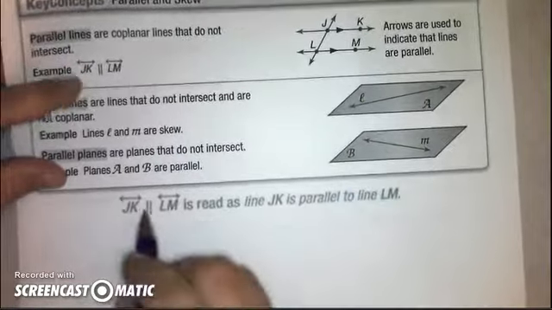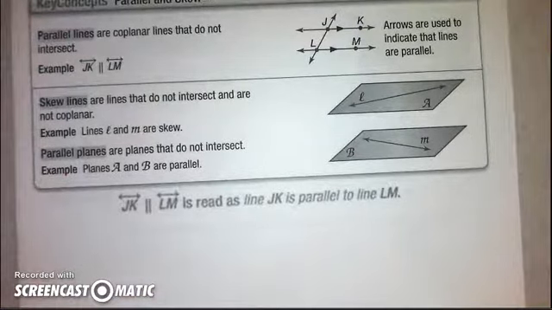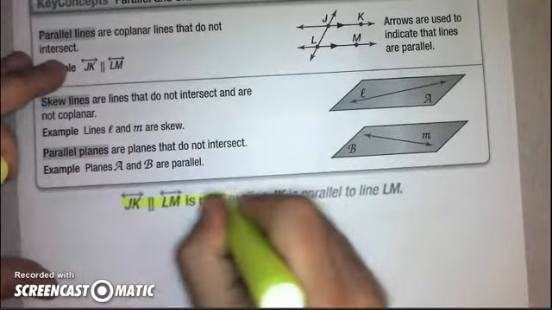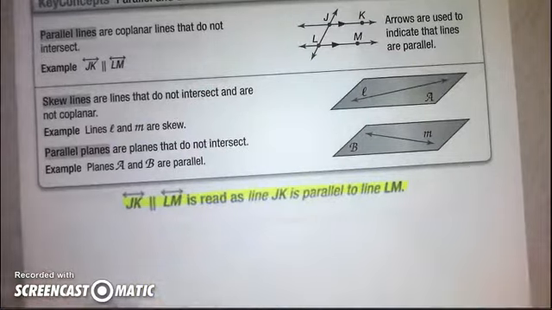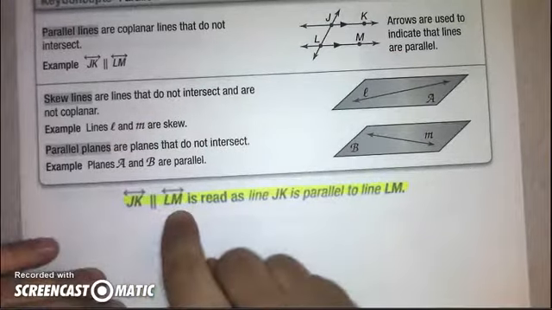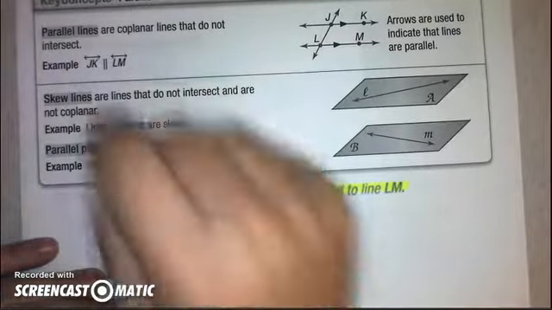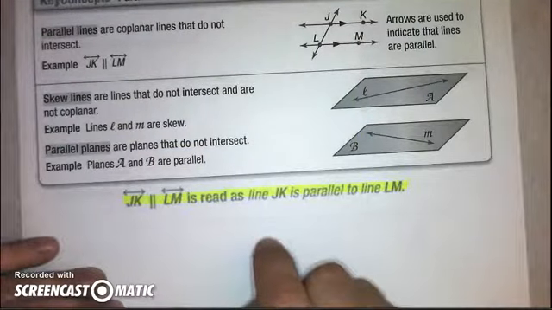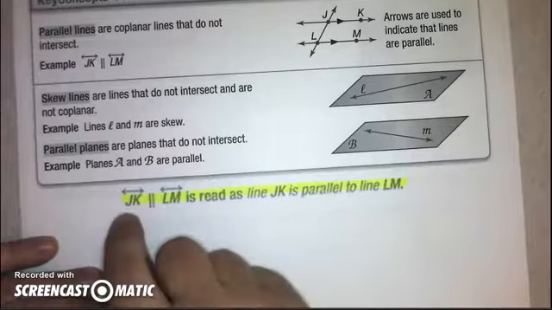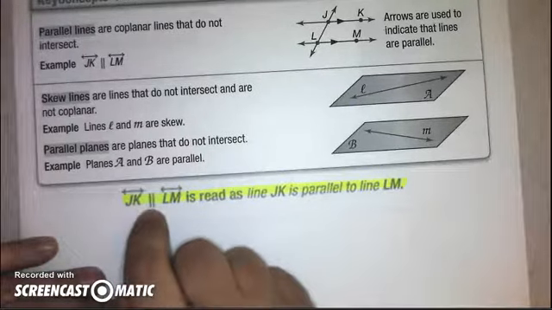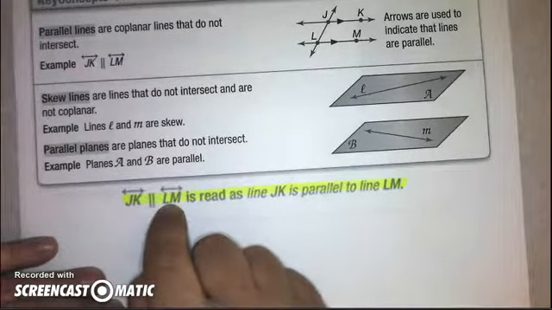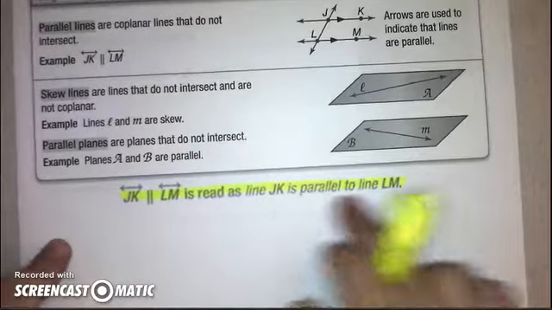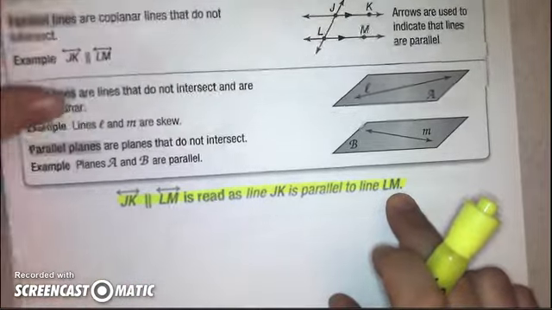Okay, once again, just want to briefly highlight this for you. This is how we would write it on paper to explain that two lines are parallel, and we read that as line JK is parallel to line LM. So you read this as line JK is parallel to line LM. So we read it this way, and this is how we write it on paper.